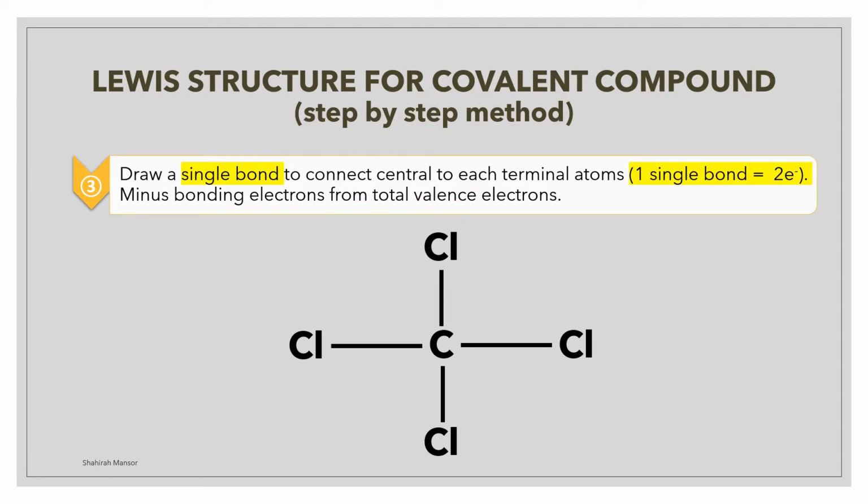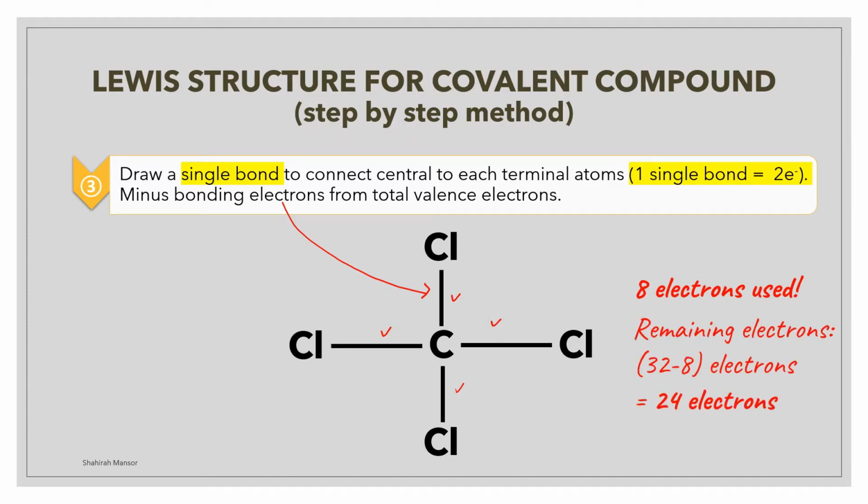So yang mana satu bonding electrons, ini adalah bonding electron. So we have 1, 2, 3, 4 pasang bonding pair over here. So 4 pasang bersamaan dengan 4 darab 2, 8 elektron. So 8 elektron telah digunakan untuk kita jadikan sebagai covalent bonding. So since we have used 8 electrons, remaining electrons will be 32 minus 8, iaitu kita masih ada sebanyak 24 electrons.